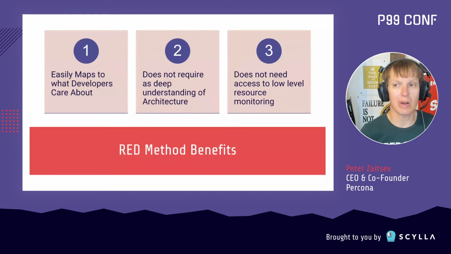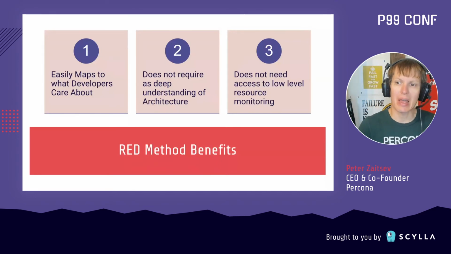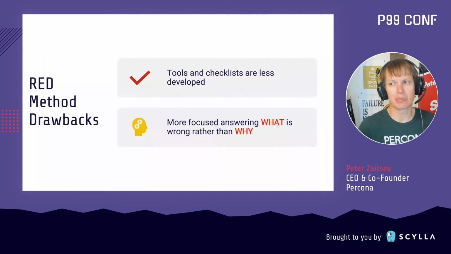It does not require us understanding the architecture very deeply and does not require low-level access to resource monitoring. The problem with the Red method, though, is that the tools and checklists are less developed compared to the USE method, and also I think the Red method is focused more on what rather than why.